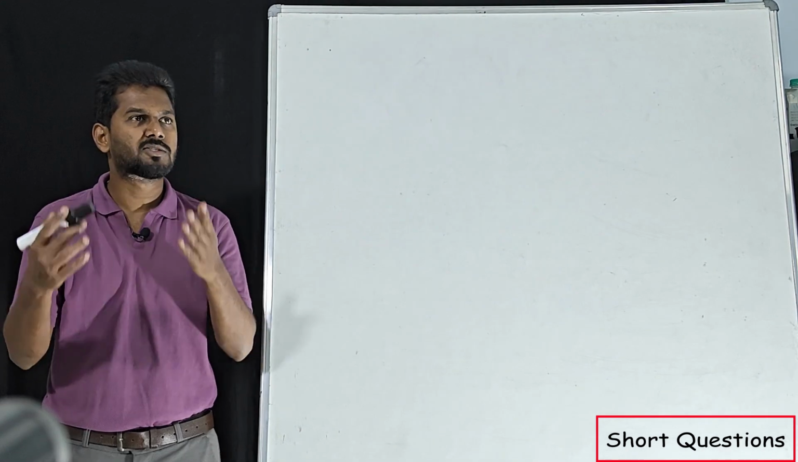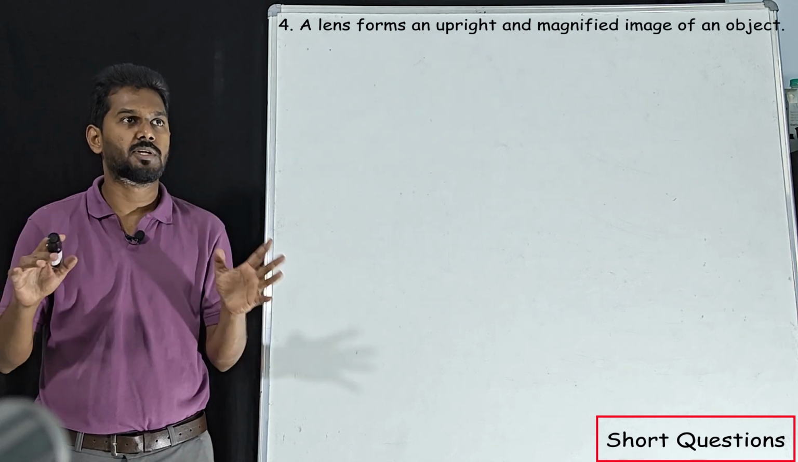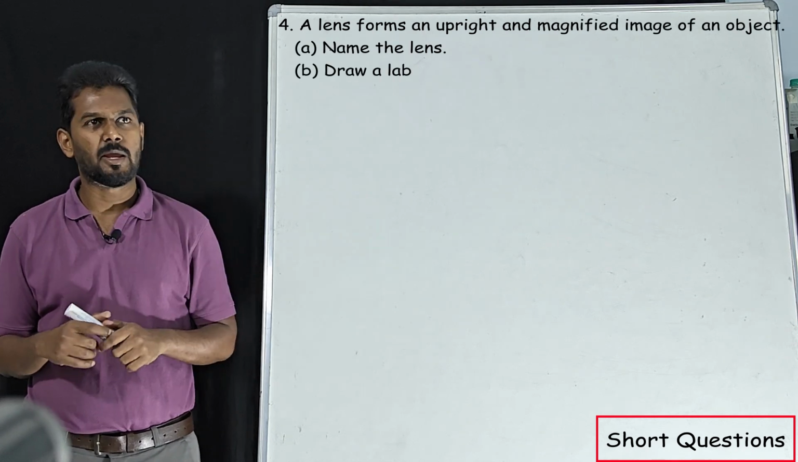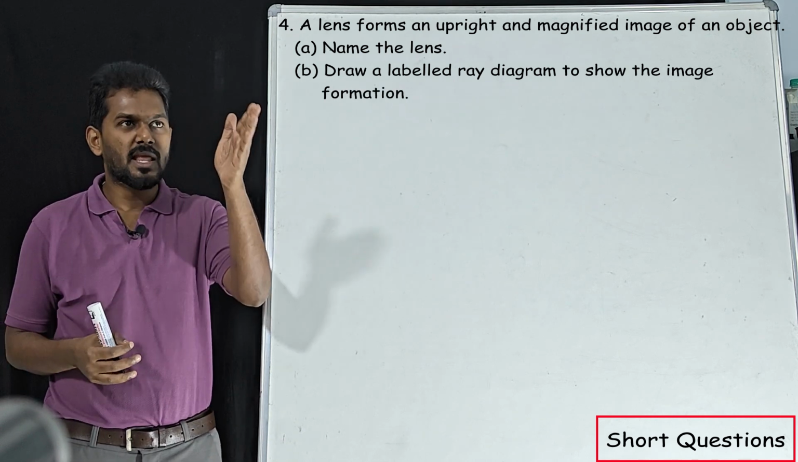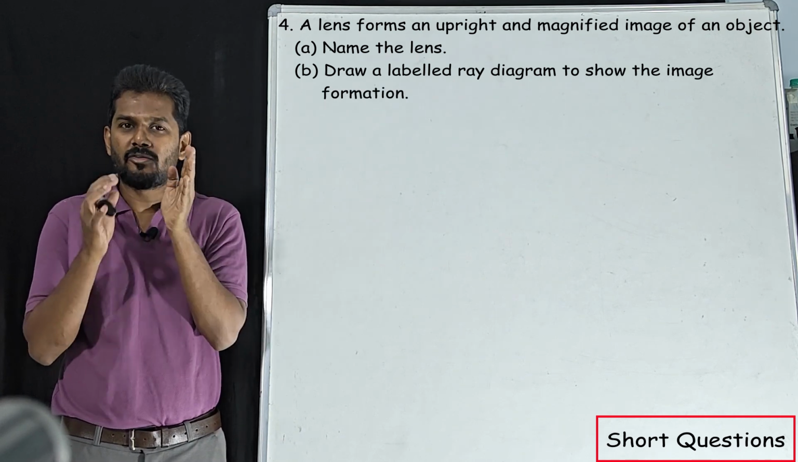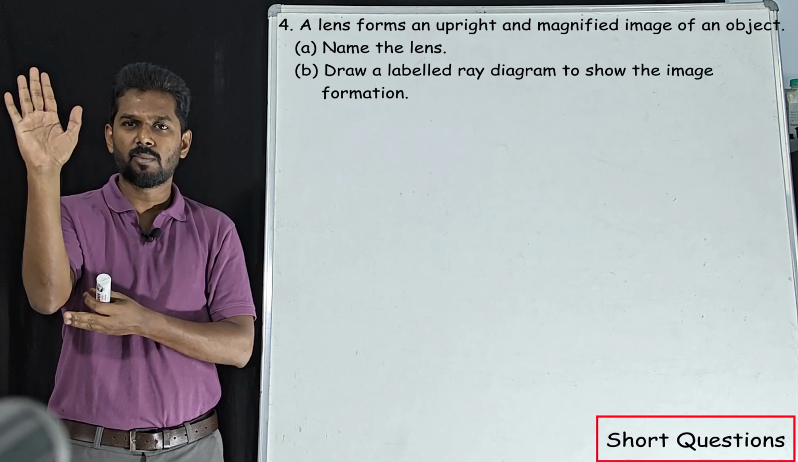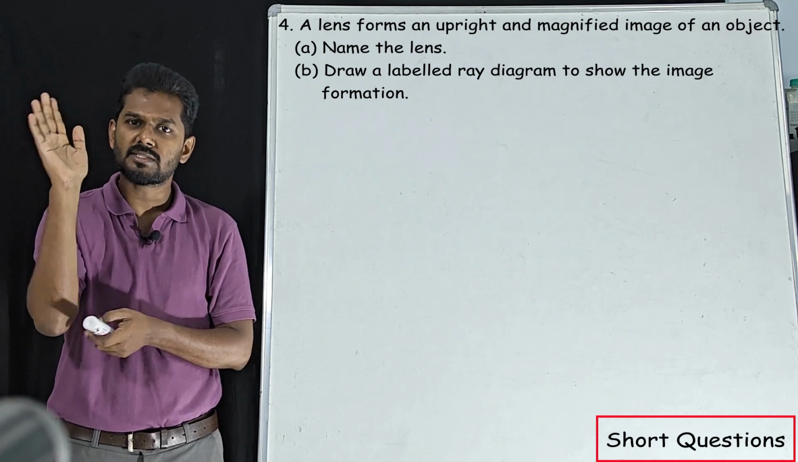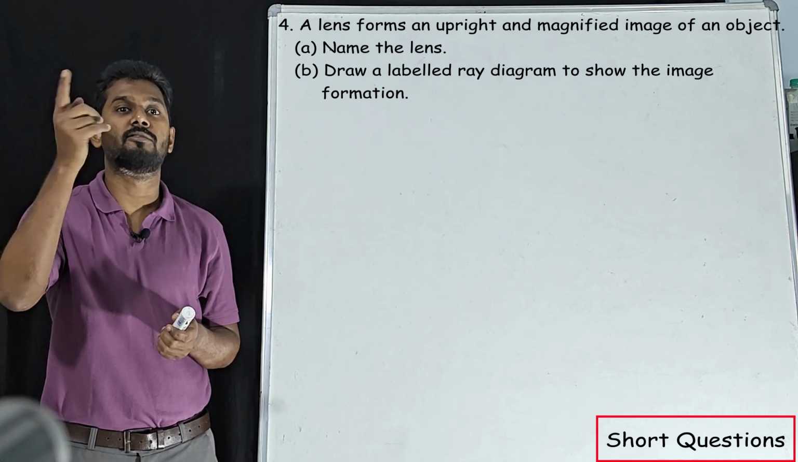That's it. Our next question: a lens forms an upright and magnified image of an object. Name the lens, draw the labeled diagram. See here, we need to understand the question properly. A lens forms an upright image. What do you mean by upright? Upright is nothing but erect. The image will be like this. It is not upside down. Upright means erect, and magnified.